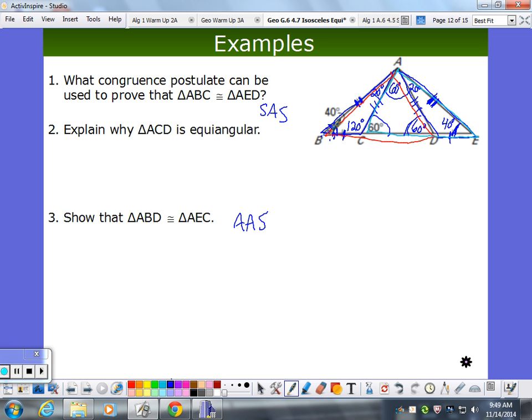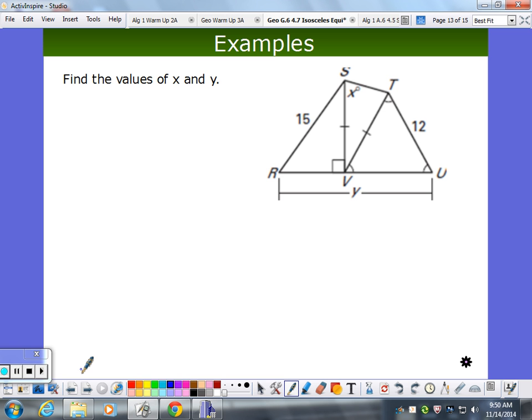We could probably get a side, side, side out of this if you added in that value with that. I think we could use almost anything. Because she's like, listen, you know all the sides, you know all the angles. Absolutely. So there's all kinds of things you can do with this new theorem. Oh, how exciting. Alrighty, let's find the values of x and y on this guy.